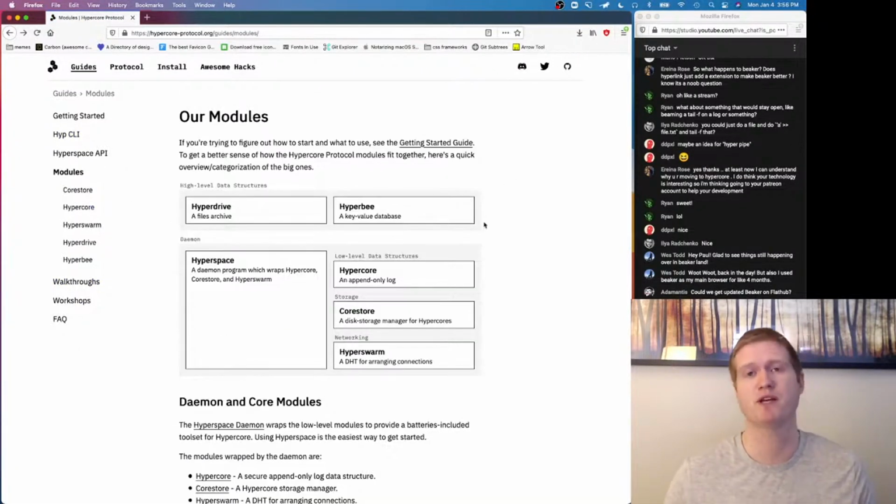So we got Hyperdrive and Hyper-B. Those are our top level data structures. Those are usually the things you're going to be building off of. And then the lower level stuff, for the most part, should be plumbing if you're kind of coming at it at first. And you might want to get into some of the pieces of plumbing at some point, but maybe not.